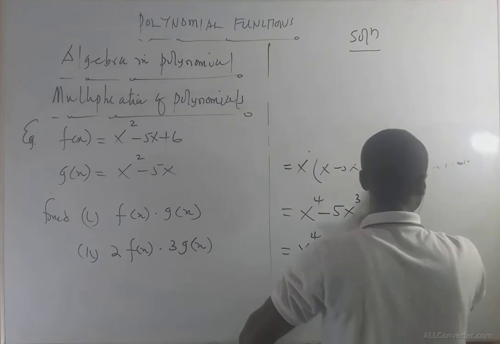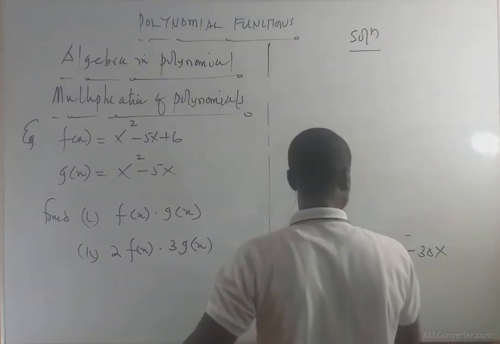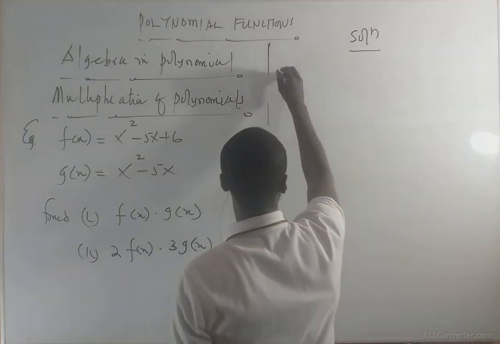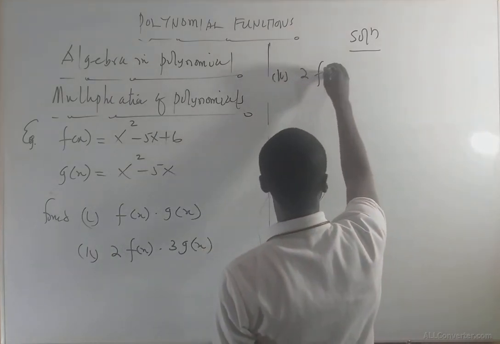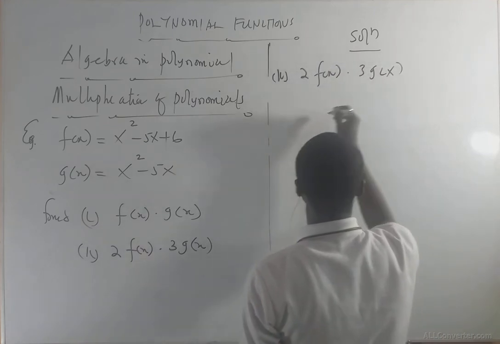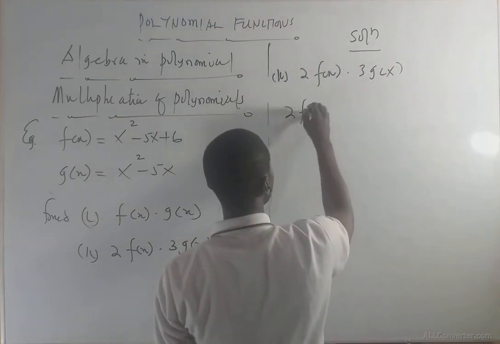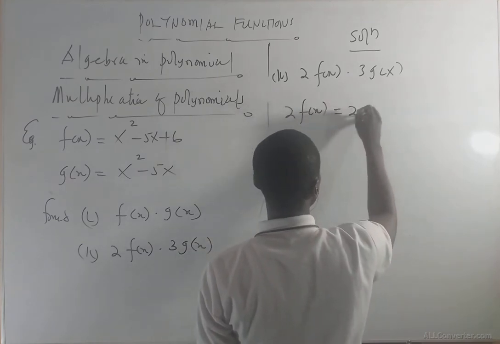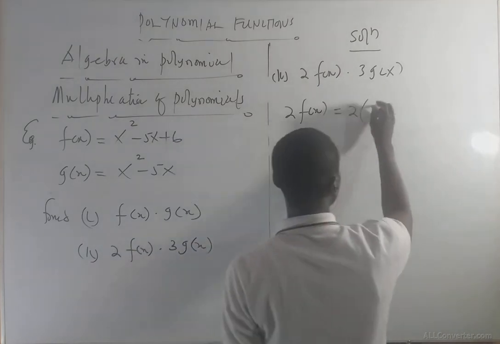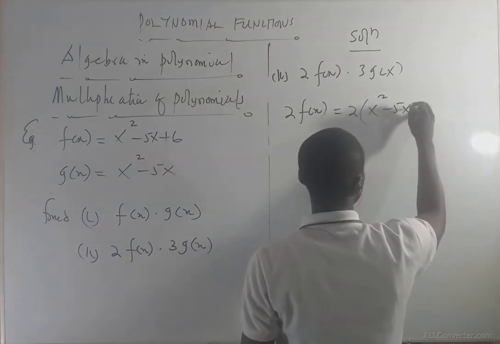Now, with the second question, we are asked to find 2 times f of x dot 3 times g of x. Okay, so let's find 2 times f of x first. The f of x function is x squared minus 5x plus 6.